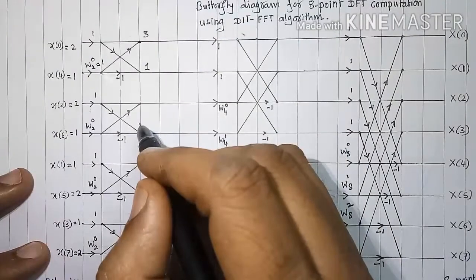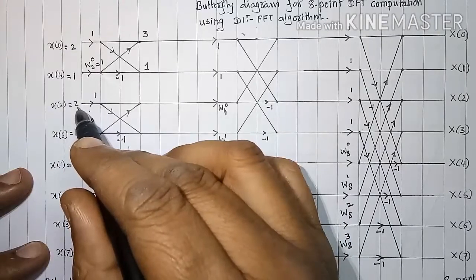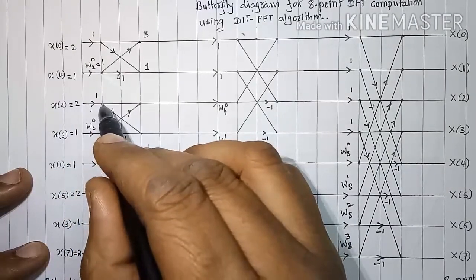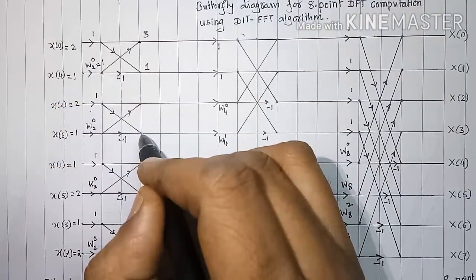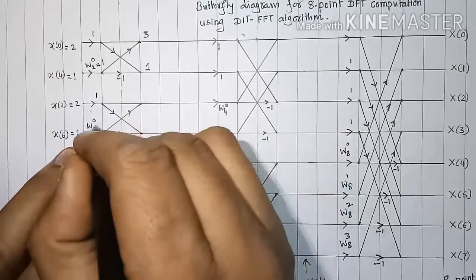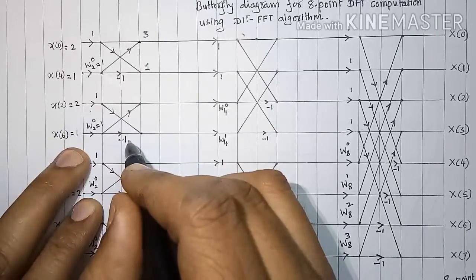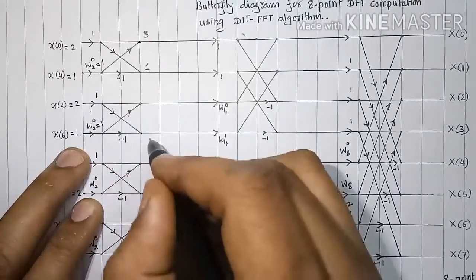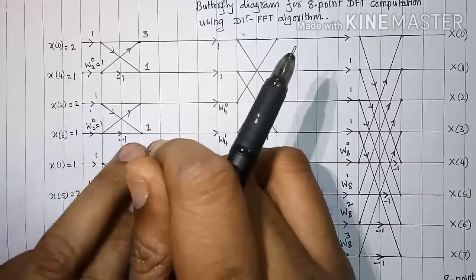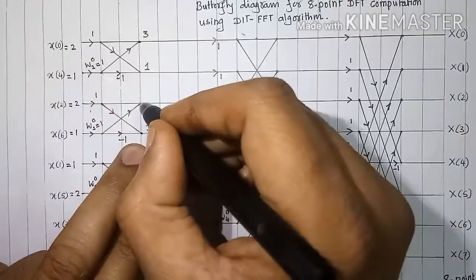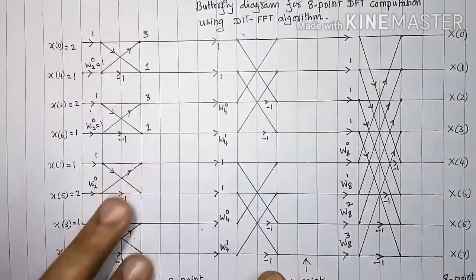Similarly, 2 into 1, 2 at this point. That 2 will be carried by this arrow mark. 1 into 1 is 1. 1 into minus 1 is minus 1. So 2 minus 1 we will get 1 here. And here 2 plus 1, 3.